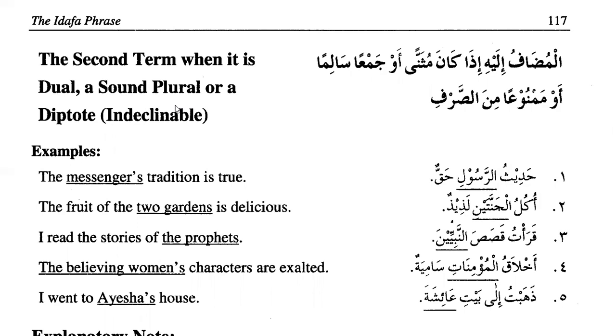Yaa and nun. Ya, nun: fatha on the nun, ya sakin, kasra before it. Like kitabaini, mudarrisaini, bintaini. This is the majrur form of musanna.